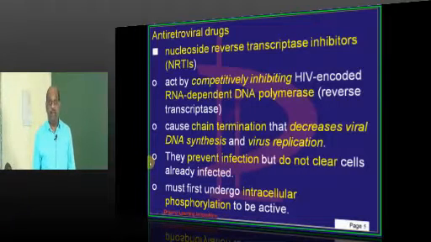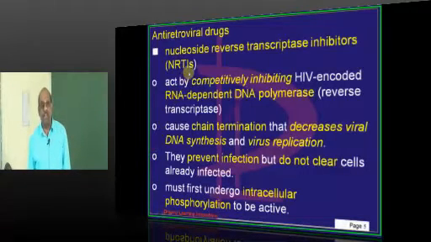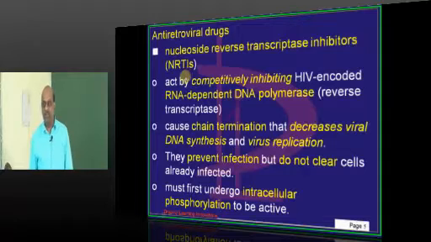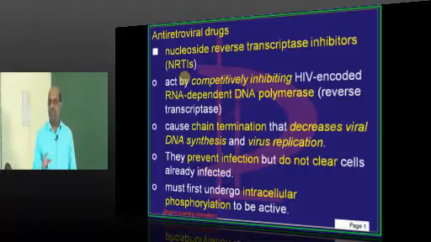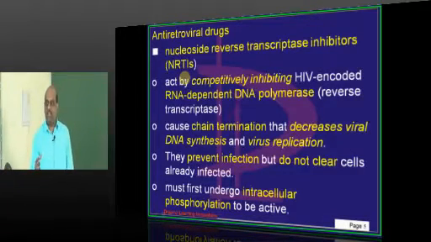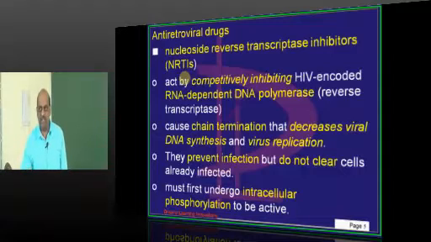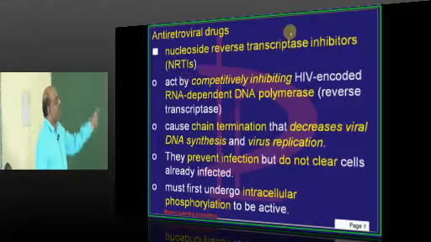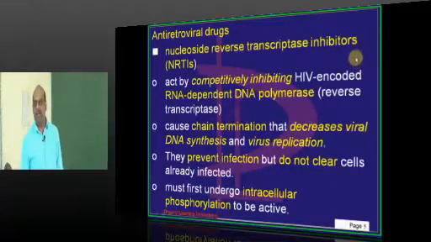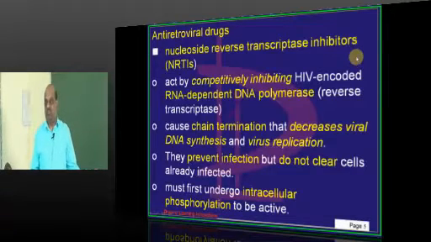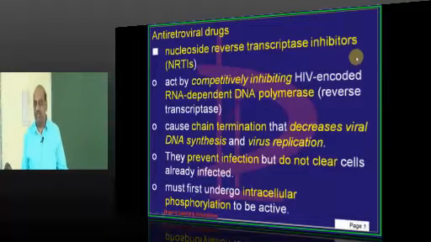So the virus, if it recognizes this weakness of the drug, what can it do? It can prevent this kinase, which does the phosphorylation of this nucleoside reverse transcriptase inhibitor, so that the drug remains ineffective against the virus. So there is a possibility of resistance.